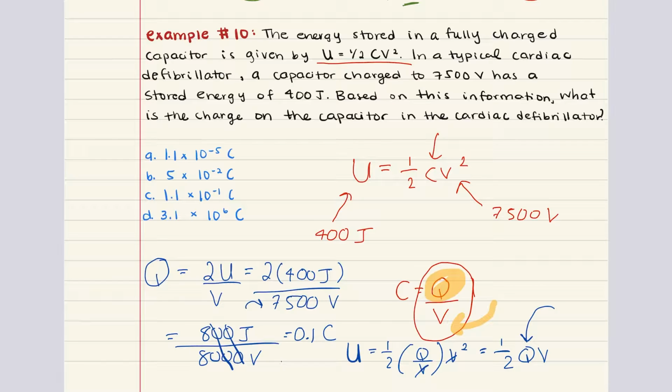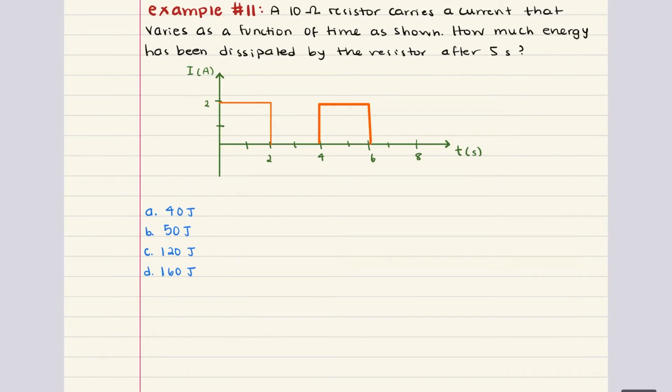We can alternatively write this as 1.0 times 10 to the minus 1 coulombs, and this best corresponds with answer choice C. So the correct answer for problem 10 is C. Beautiful. Moving on to problem 11.